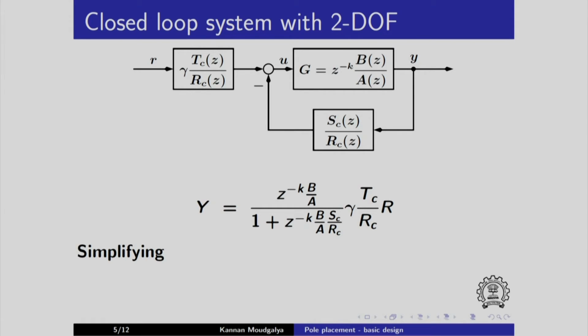Let us simplify this. It is easy to arrive at this expression. I would want you to pause the video here and check that you indeed get this expression. So we have ARC plus z inverse K into BSC. Of course, we have seen this kind of simplification earlier in the first part of the course.